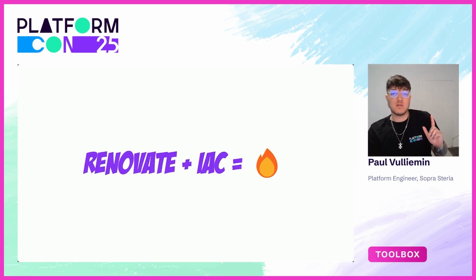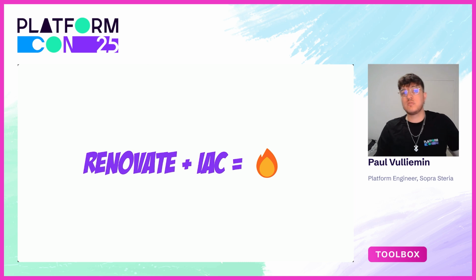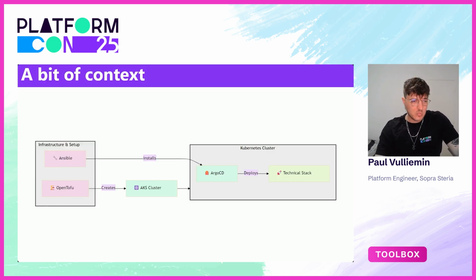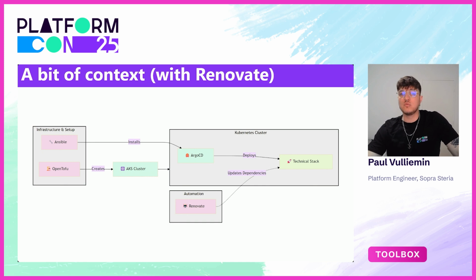And now let me show you why using Renovate with infrastructure as code is really fire. For the demo, I created a Kubernetes cluster using Azure AKS with OpenTofu. I used an Ansible playbook to deploy Argo CD on this cluster, and then I'm using Argo CD and the app of apps pattern to deploy all my technical stack. We will see how to configure Renovate to update the dependencies of this technical stack, so all the tools we are deploying in Kubernetes.